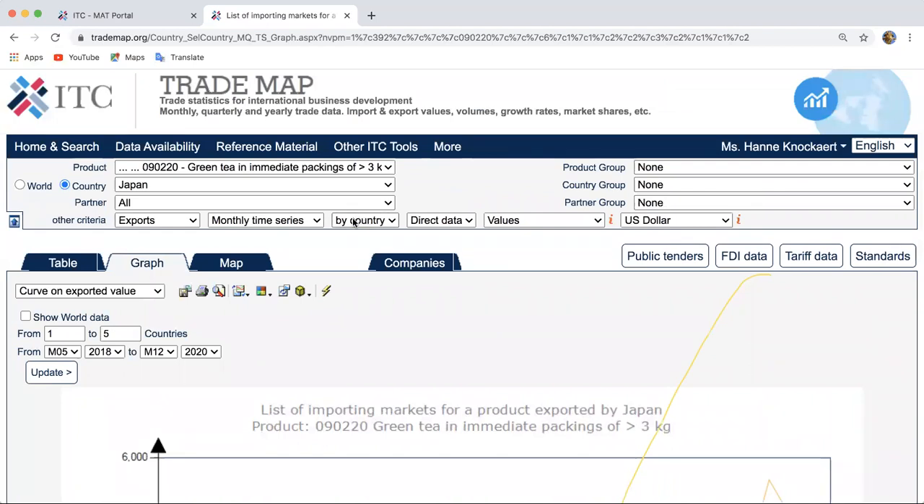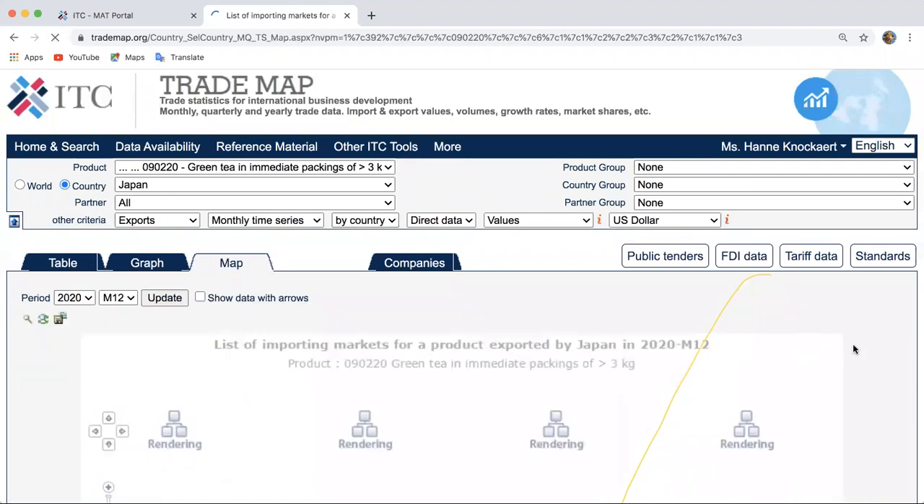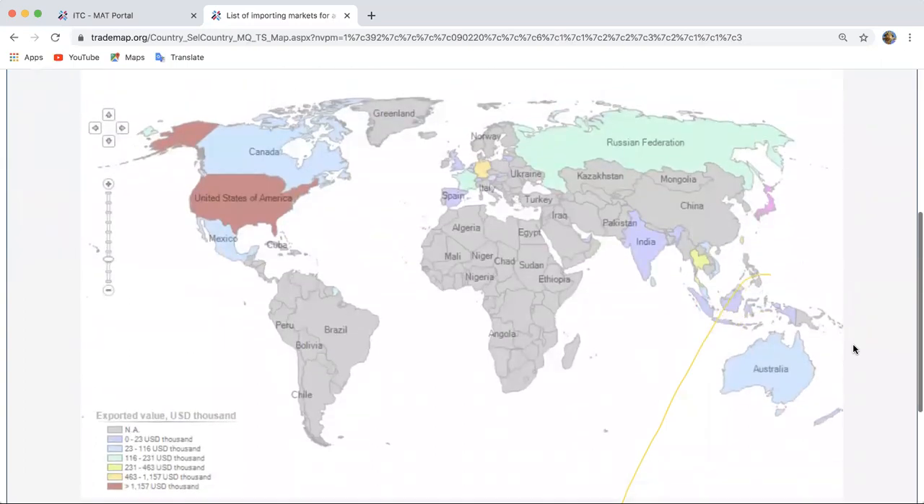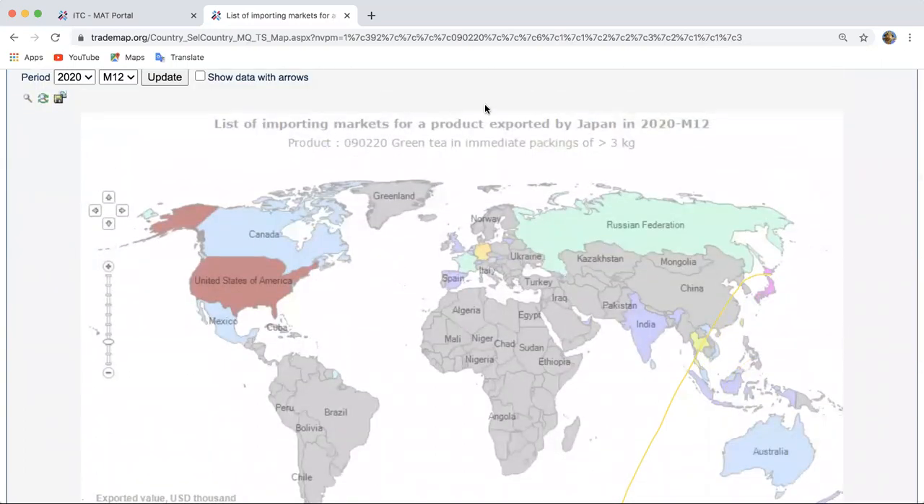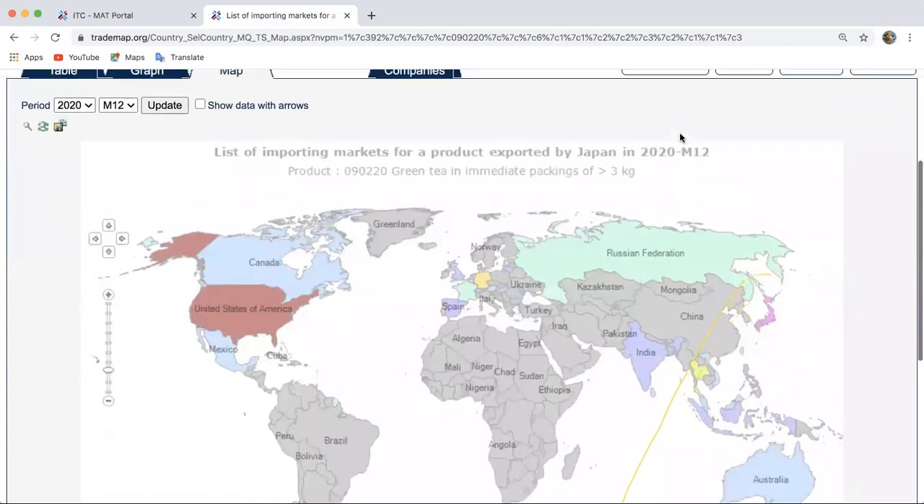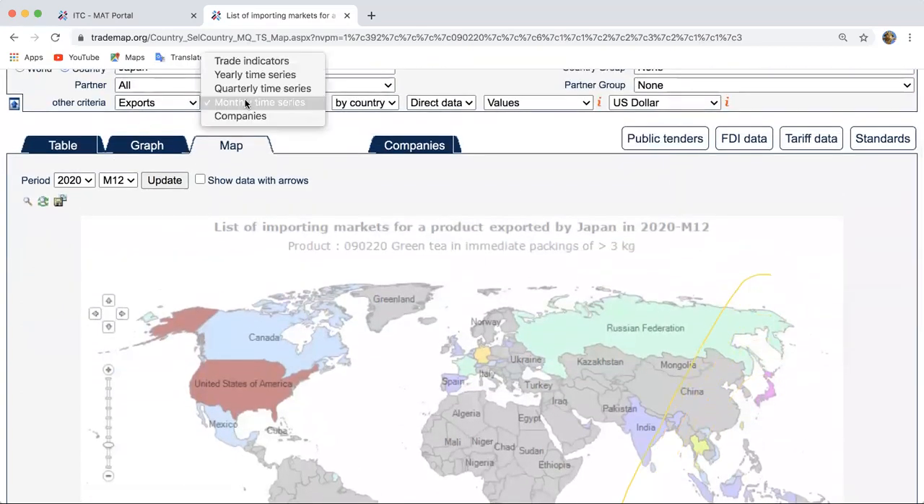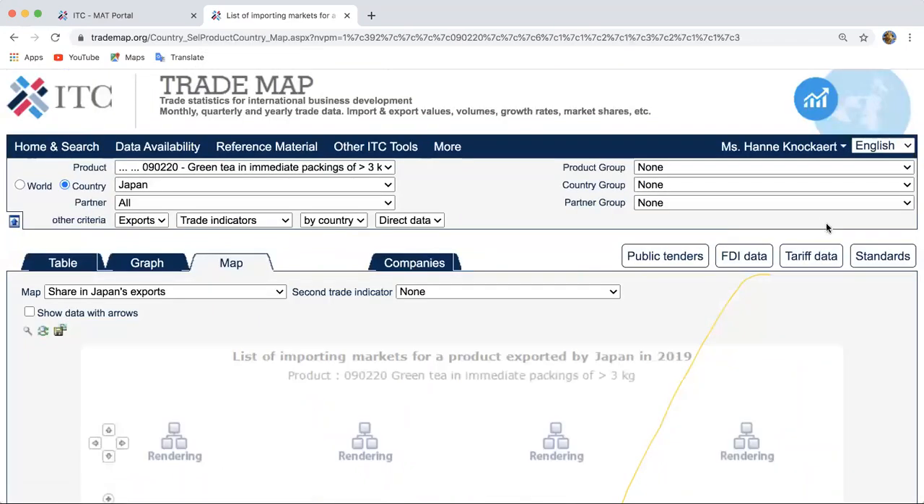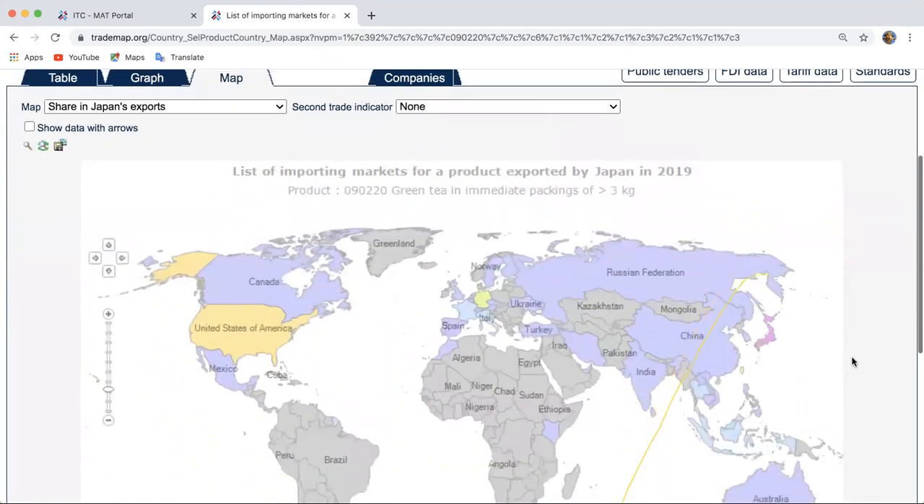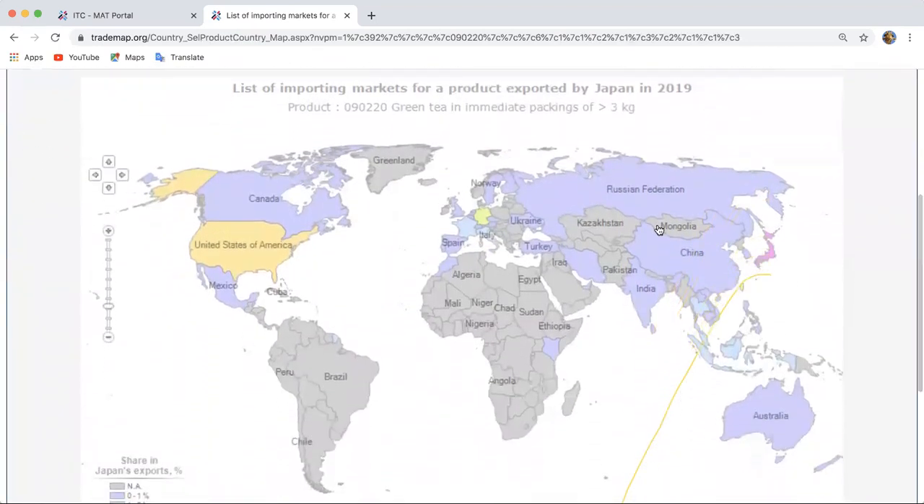You can also look into maps. I'm not sure which map will show up at this point. So we see the importing markets for our green tea from Japan in the month that we have selected. So maybe let's go back to trade indicators to see the latest year available. Yes, so we have the list of importing markets for a product exported by Japan in 2019.